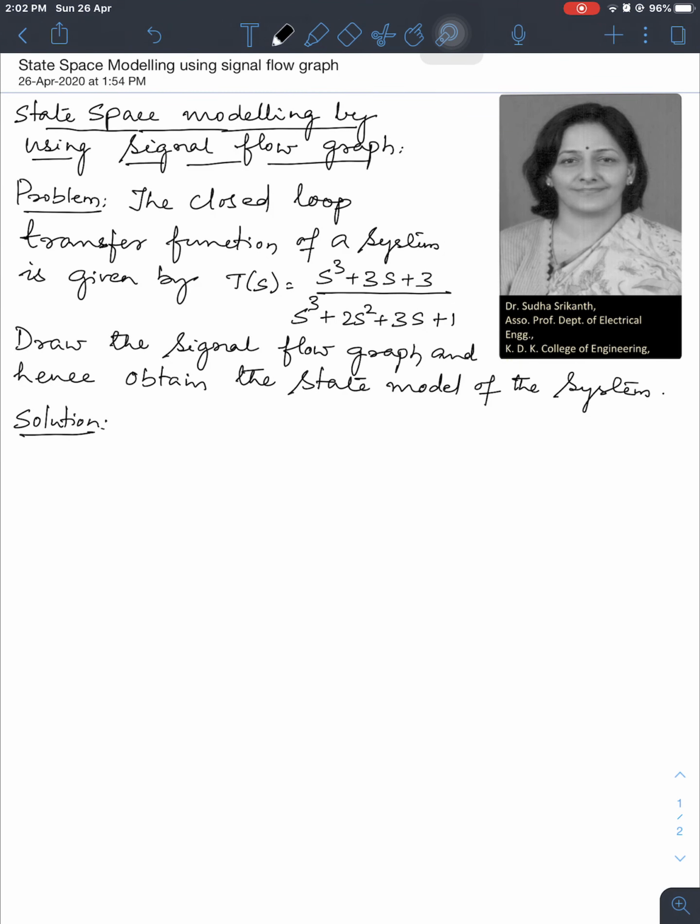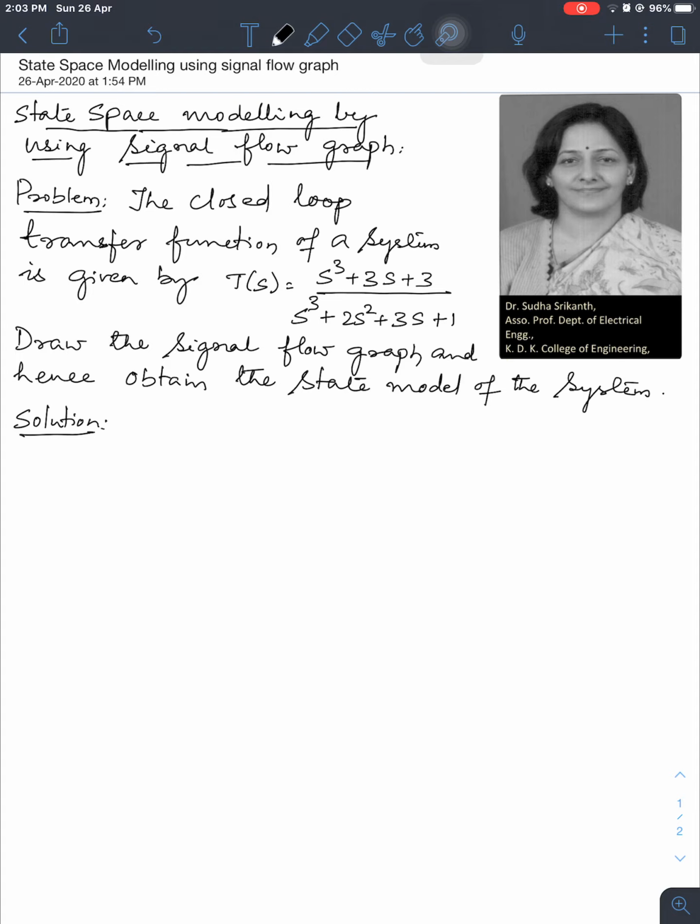Good morning everybody. Today we will try to model a given control system by use of a signal flow graph. This is another modeling technique wherein the state variables are nothing but phase variables. They are in phase variable form. Let us try to see how we can model a system, how we can arrive at the state model, if a transfer function is given and the method to be adopted is the signal flow graph technique. So let's take up a problem to understand this technique.